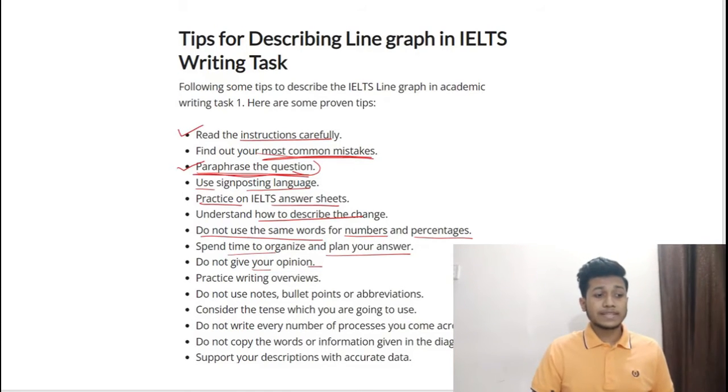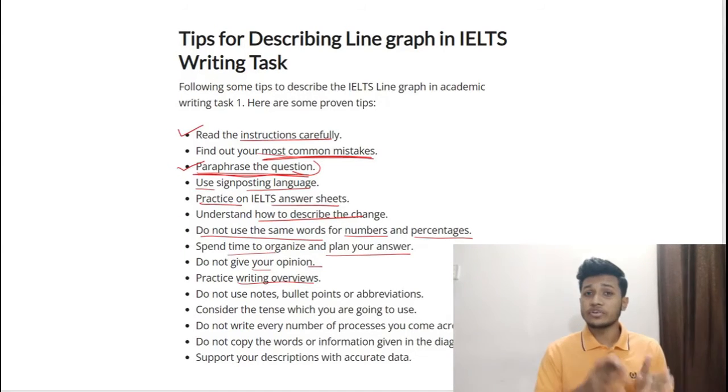The next one is practice writing overviews. Overview is a very important factor in your IELTS writing. If you don't write an overview, your marks will be deducted, because in task achievement they always look for an overview. So if you don't write an overview, you may lose a band score.